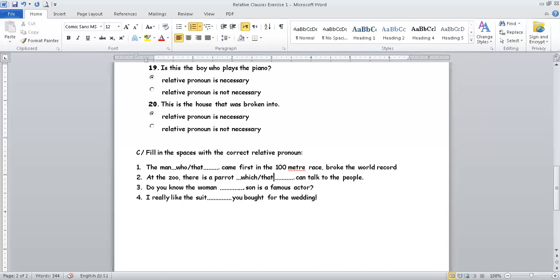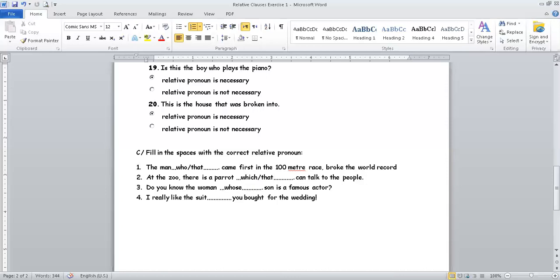3. Do you know the woman son is a famous actor? Son is a noun, the woman's son. This sentence also shows position. And when showing position, you have to use the correct relative pronoun whose. Do you know the woman whose son? Be careful, son is a noun and whose is always followed by a noun. Whose son is a famous actor.